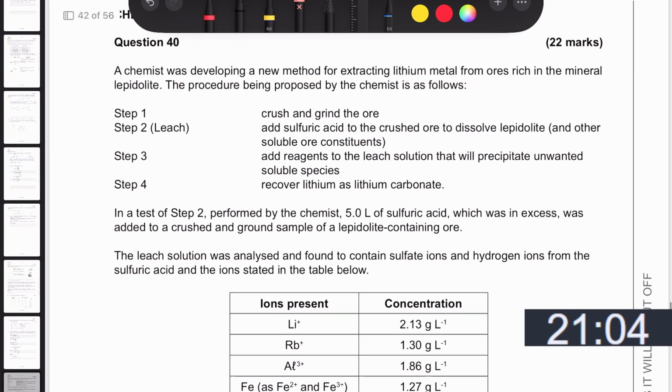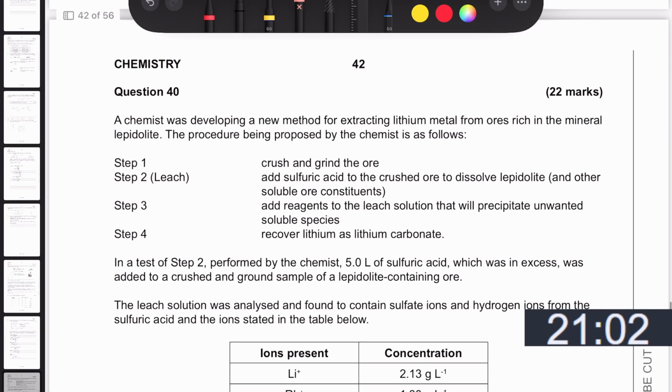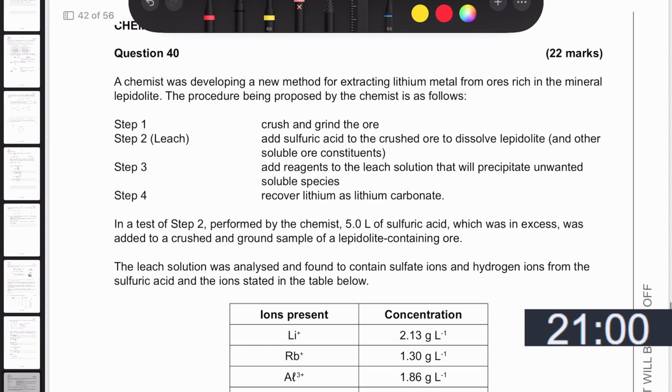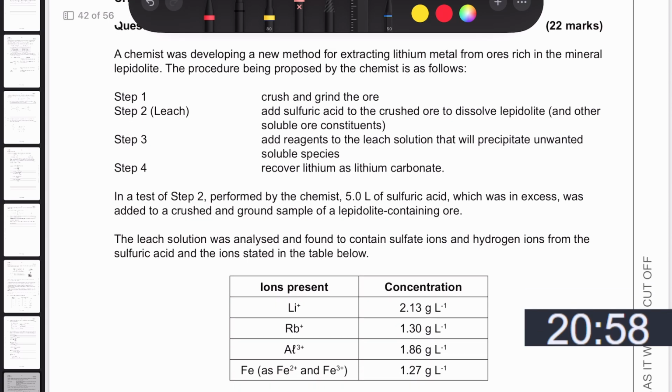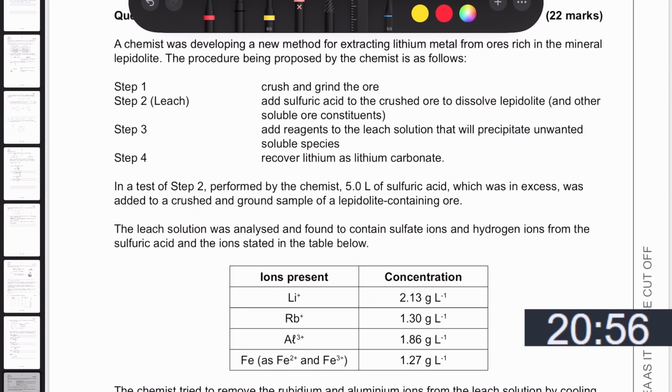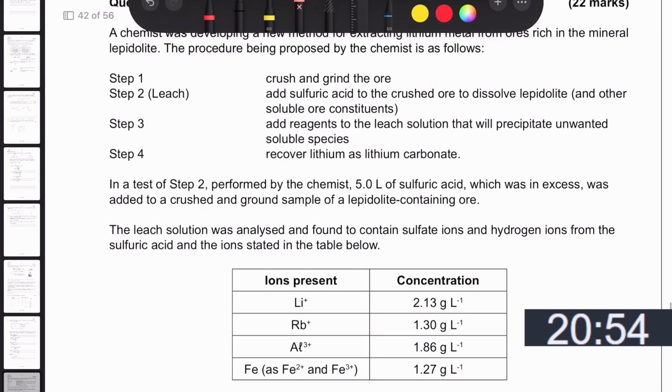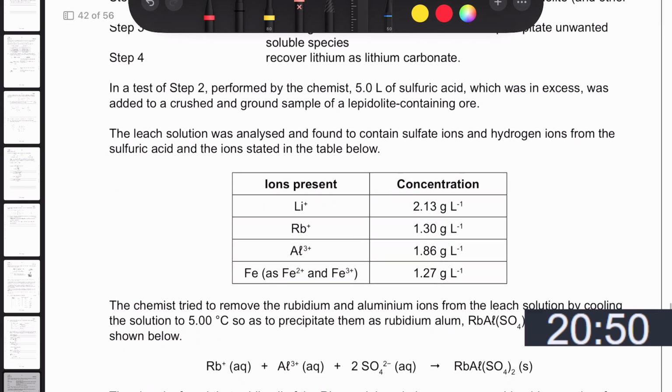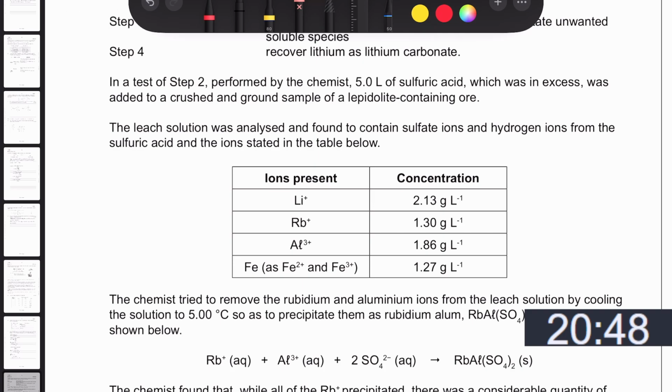Yep. Okay, 42. A chemist was developing a new method for extracting lithium metal from ores rich in the mineral. The procedure was given as follows: crushing and granulating, which will dissolve lithium carbonate. Step 2, performed by the chemist: 5 liters of sulfuric acid was in excess. It was used to leach a ground sample.